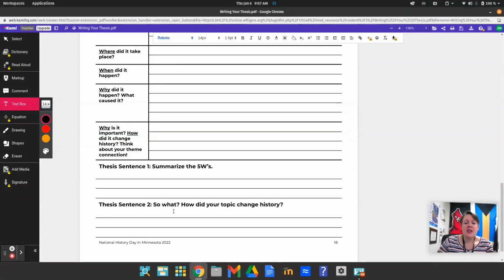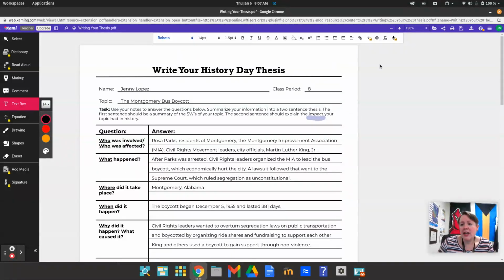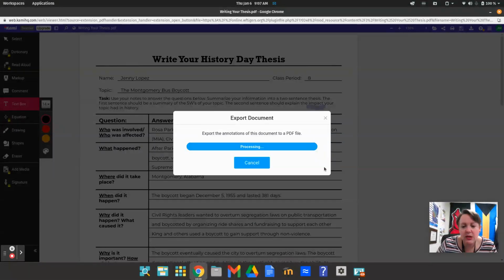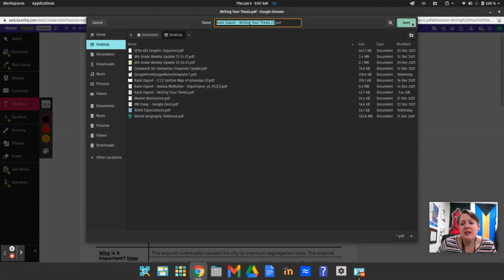Once you are done writing your thesis, you are going to download it. Make sure you download with all annotations, and you have to click this box. Otherwise, when you upload it, I don't see anything that you've done, and I'm going to say you did not do your work, which you have. You just didn't download it properly. So make sure you flatten annotations and begin export into the PDF. And then save it.